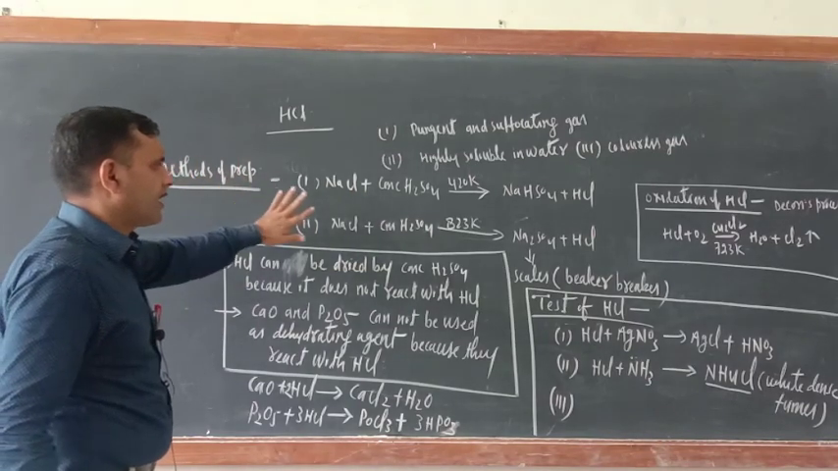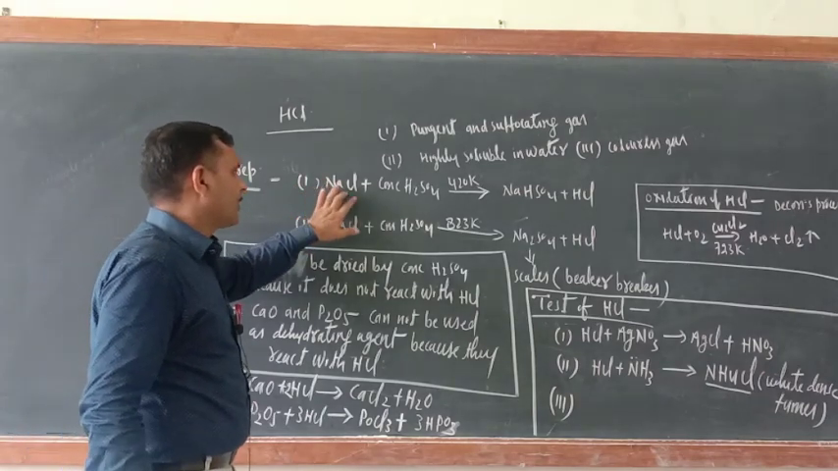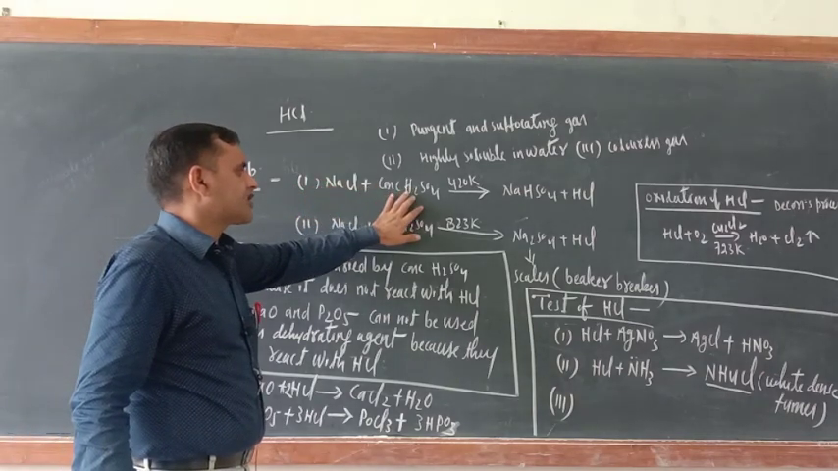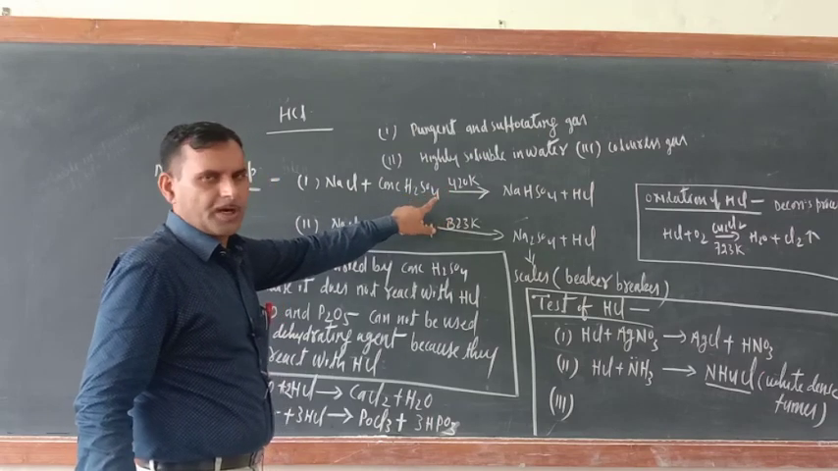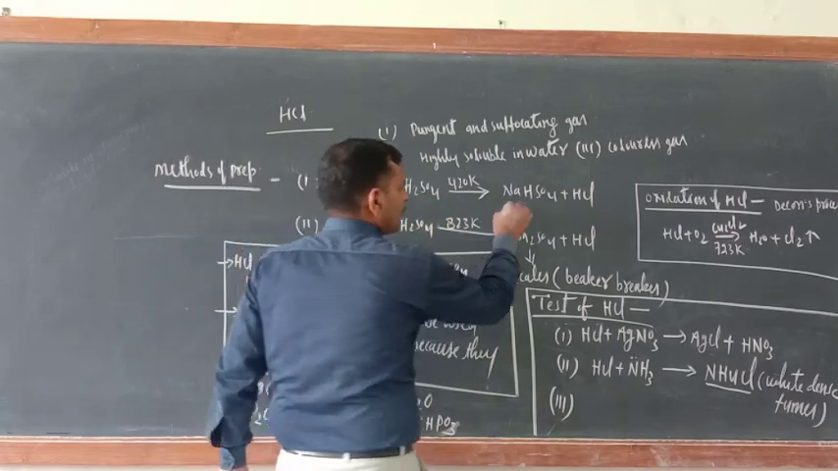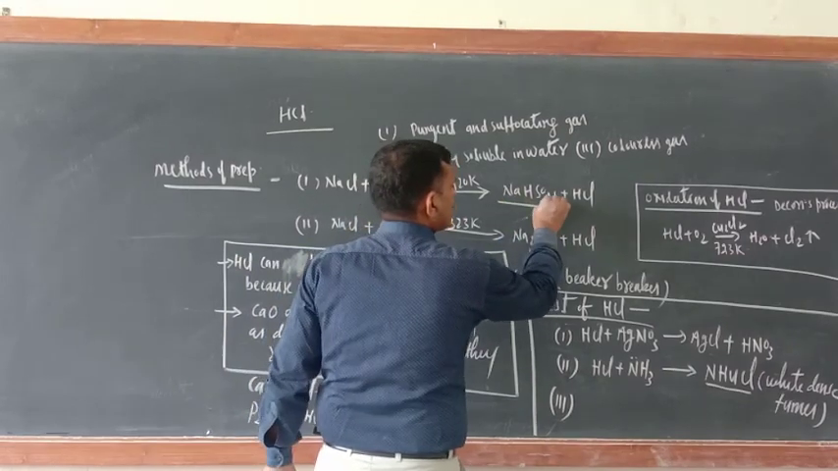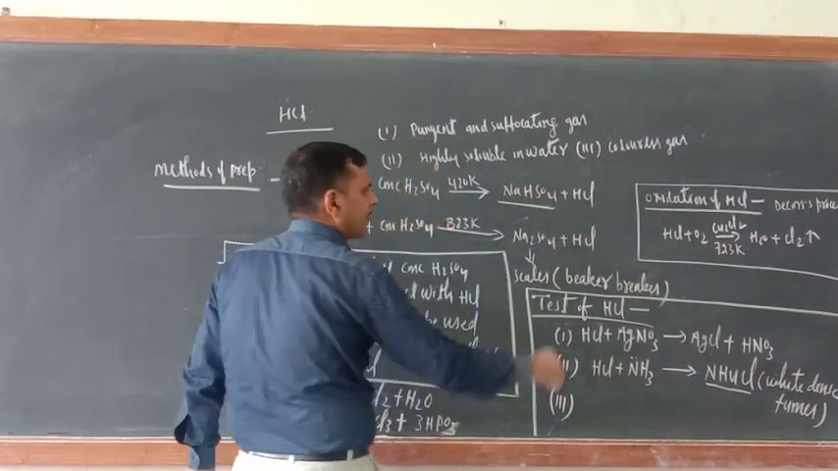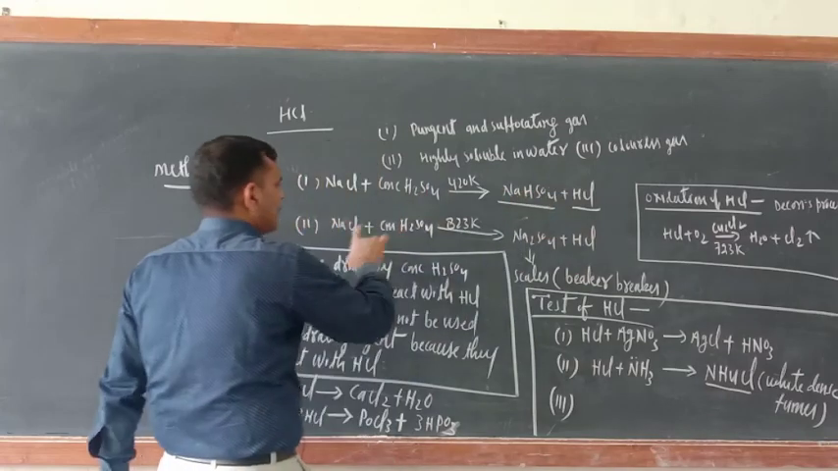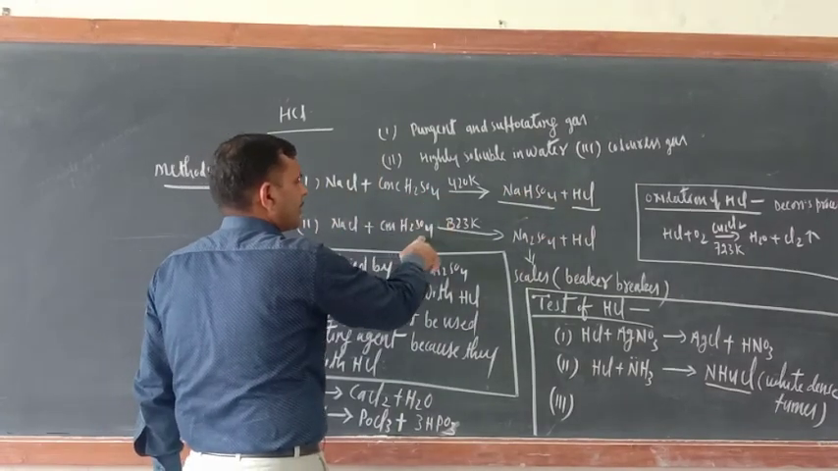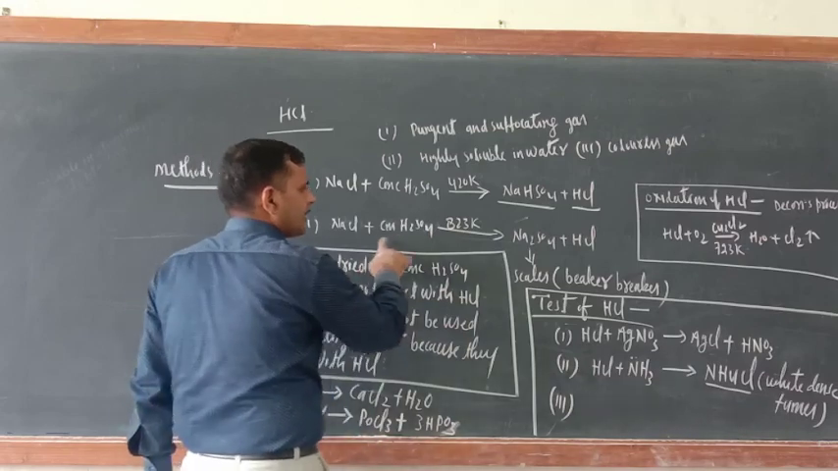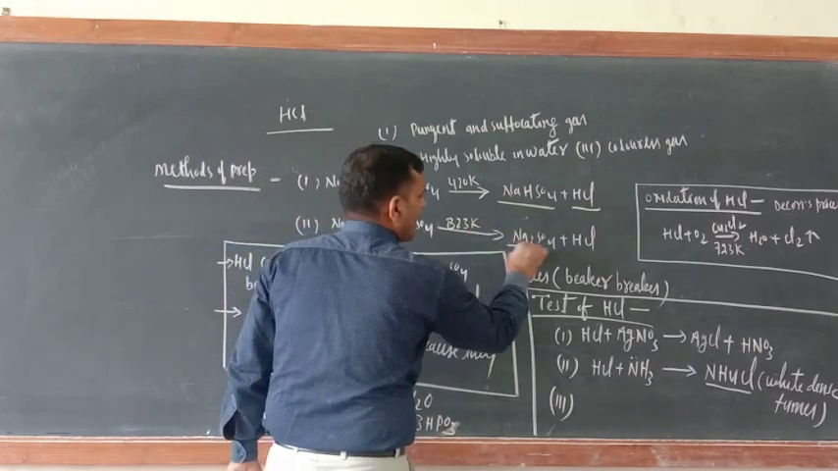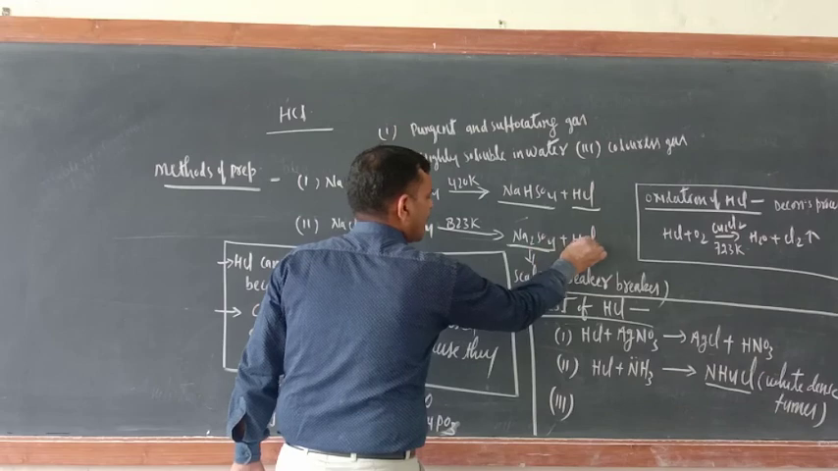First one is the method of preparation. When sodium chloride is treated with concentrated H2SO4, the temperature should be 420 Kelvin. So you will get NaHSO4, sodium hydrogen sulfate, and HCl gas. Remember, when the temperature goes beyond this, near about 823 Kelvin, then you will get the normal salt, that is Na2SO4 and HCl.